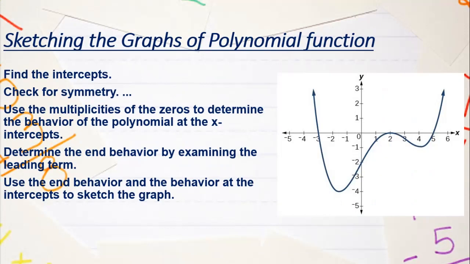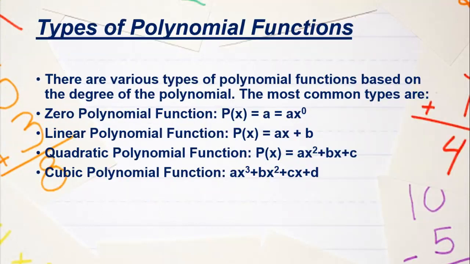And sketching the graph is the last thing we'll do today. Find the intercepts first, then check for symmetry. Use the multiplicities of the zeros to determine the behavior of the polynomial at the x-intercepts. Then describe the end behavior by examining the leading term, and use the end behavior and the behavior at the intercepts to sketch the graph. So we can look at the equation and sketch the graphs very easily.